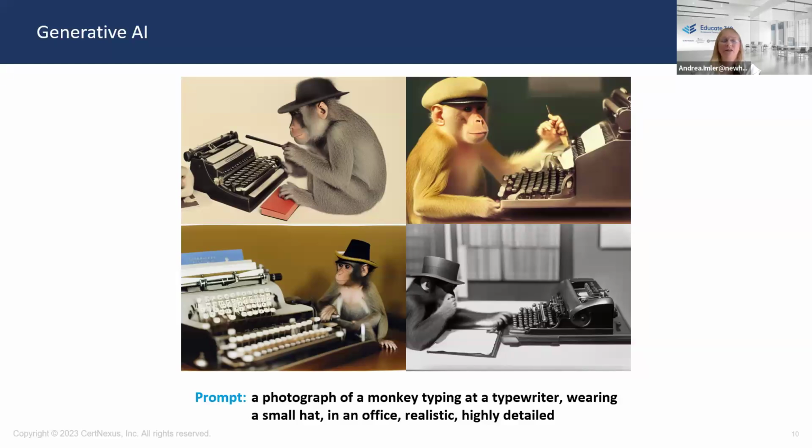In this scenario, they told it they wanted a photograph of a monkey typing at a typewriter, wearing a small hat in an office, highly detailed and realistic. They did it a few times with 2 different programs. They came up with these 4 images that they decided to put into the slide for us here. As you look at them, they all have a monkey. They all are wearing a hat. They all look realistic. They all have a typewriter that they're at.